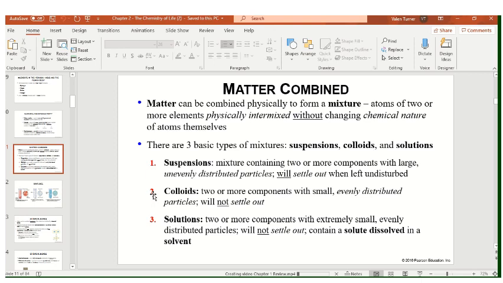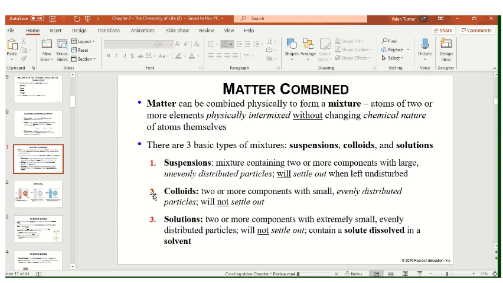And then the last one is a solution. Again, keep it simple, adding two things together. In a solution, when you add two things together, one thing will dissolve the other. That is a solution. Think salt and water. Mix salt and water together. The water will dissolve the salt.